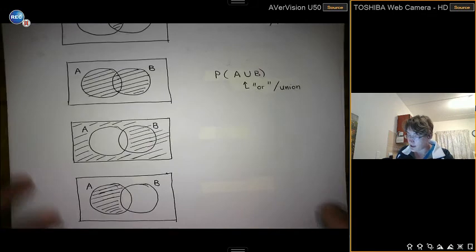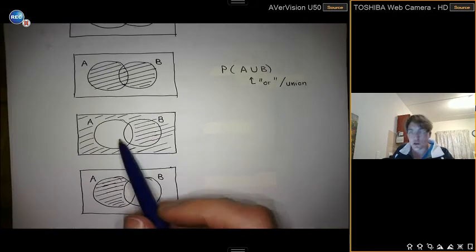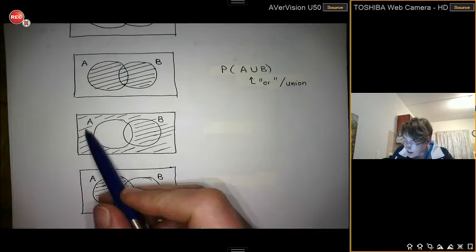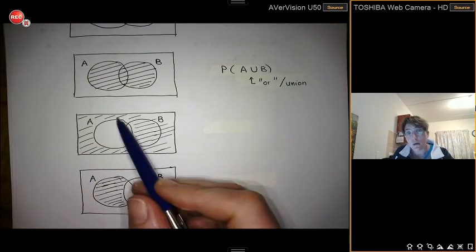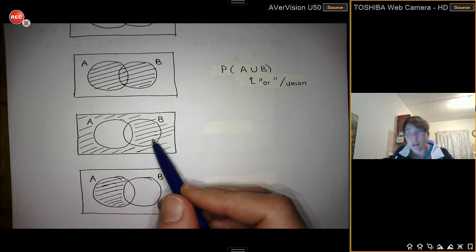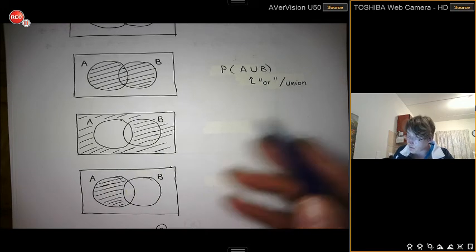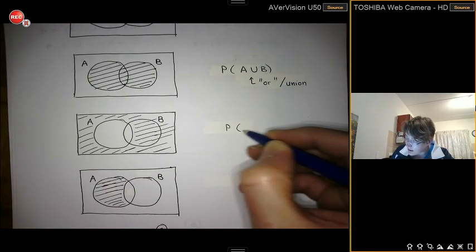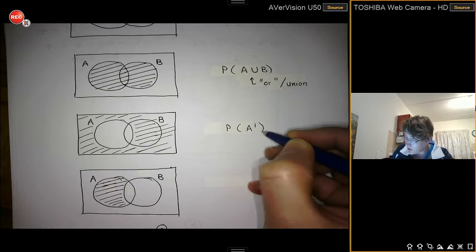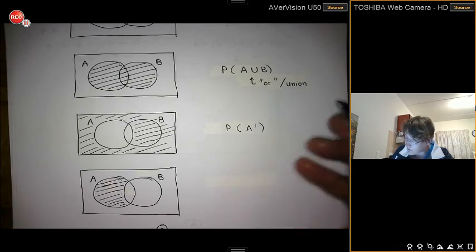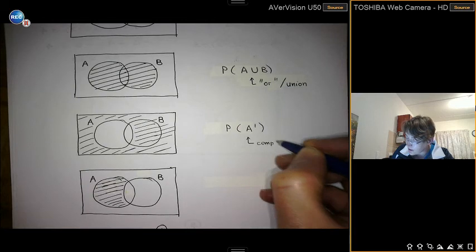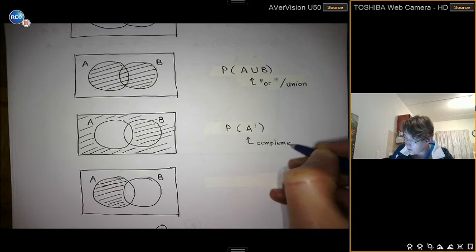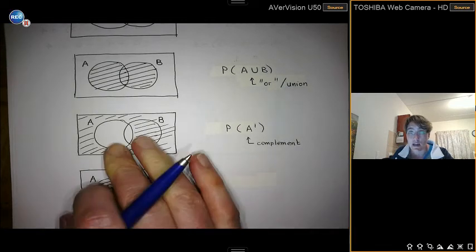Then this particular one looks super complicated until you realize I've colored in everything except A. A is not colored in. So because A is not colored in, what I've got here is the complement of A. This is everything that is not in A. So please remember that stands for the complement of A. So that's everything that is not in A.